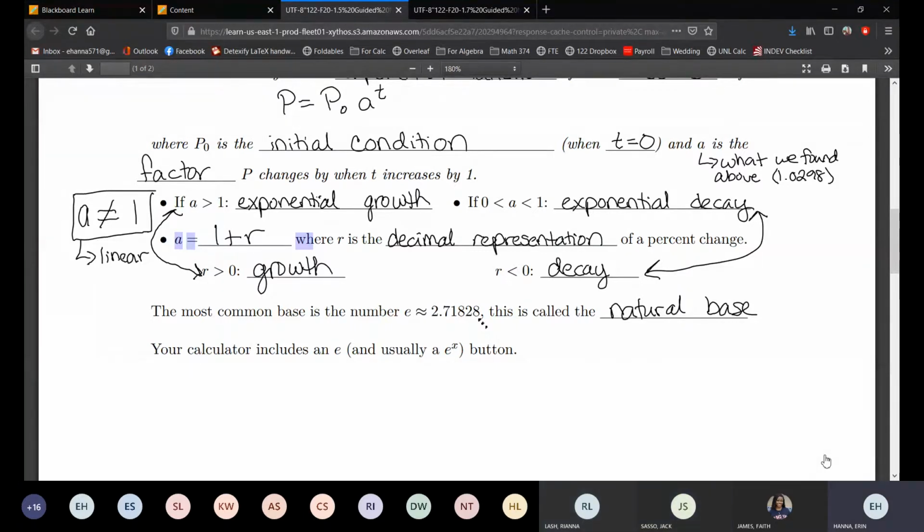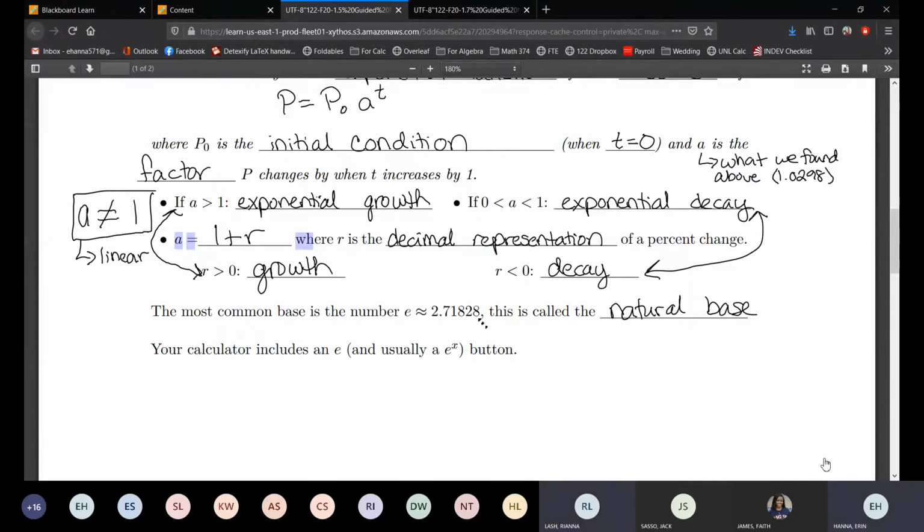So, yeah, I don't know what else I was going to say about that. You'll need to know if it's linear, it's y equals mx plus b. If it's exponential, it's P naught a to the t. So you'll need to know and be able to recognize the formats for each type of equation.